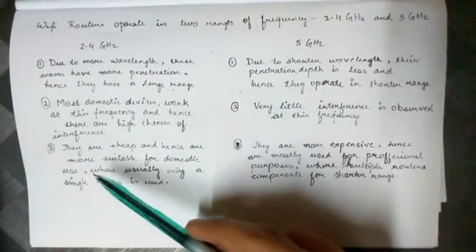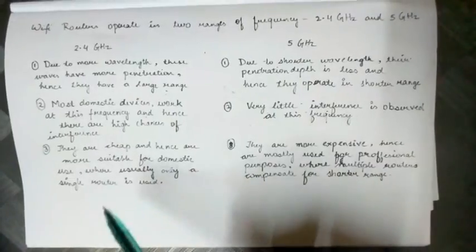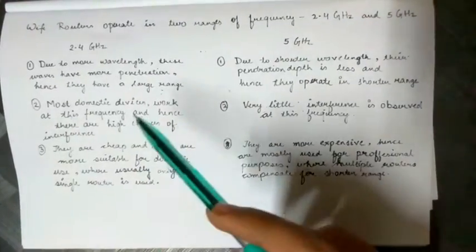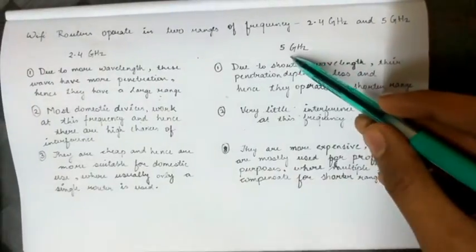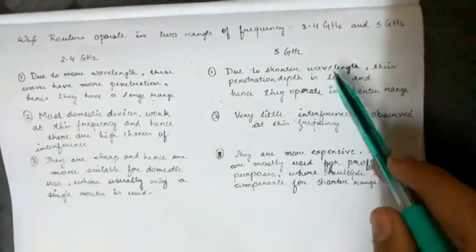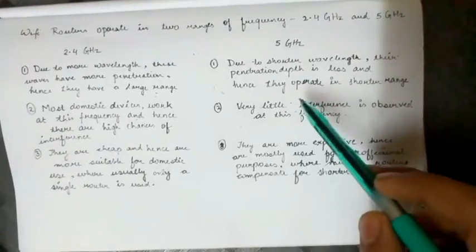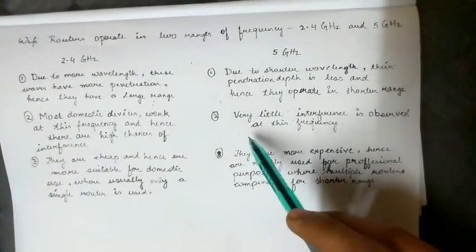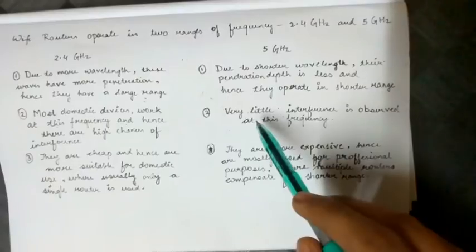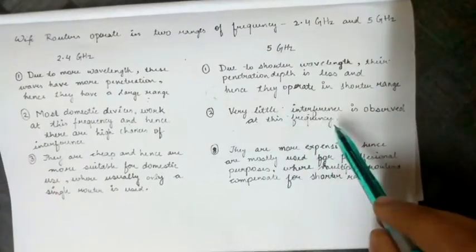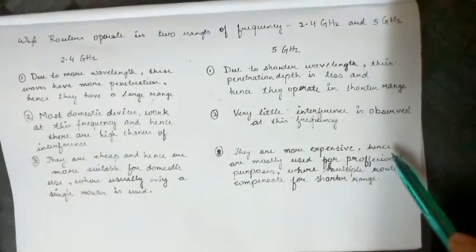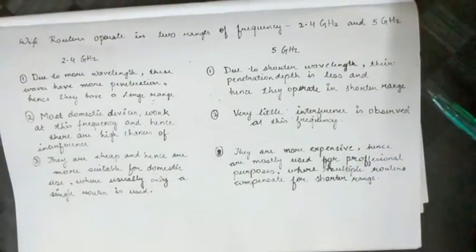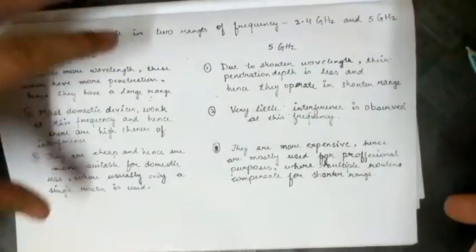But these devices are generally cheap and hence are more suitable for domestic purposes, where usually a single router is used. Now talking about the routers which work in 5 GHz frequency. Due to the shorter wavelength, their penetration depth is less, and hence they operate in a shorter range. Since other electrical devices don't work in this range, there is very little interference. Now they are more expensive, and hence they are mostly used for professional purposes, where multiple routers are used to compensate for the shorter range.